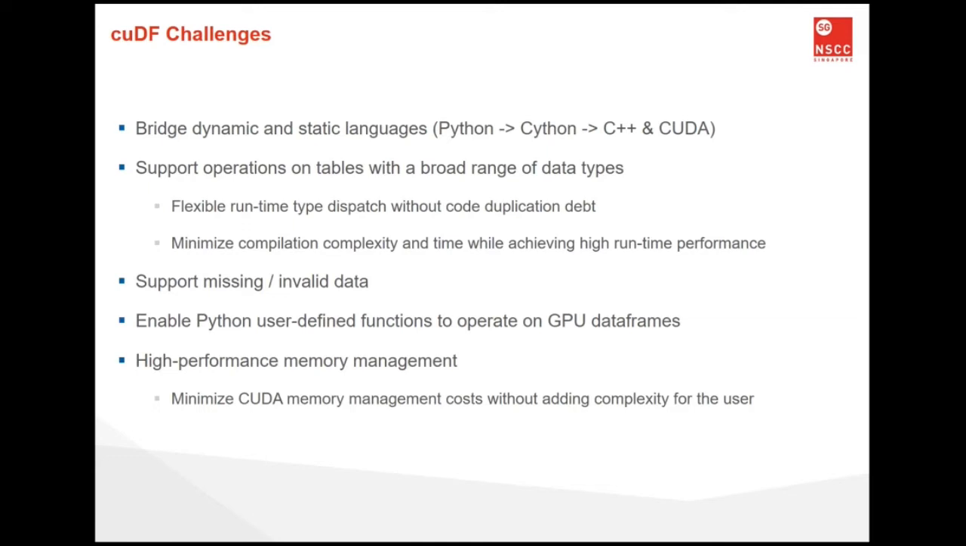And then another major challenge is high-performance memory management. We are dealing with very large datasets across multiple GPUs. Also, there's a high frequency of allocation and deallocation because often the data frames are immutable. So when we perform an operation on it, we get a new data frame out, and so we need to be able to do that efficiently. So we've built a high-performance sub-allocator on top of CUDA to enable that.